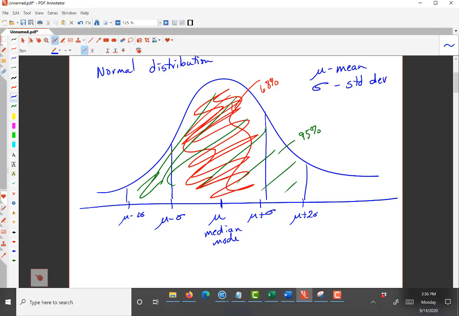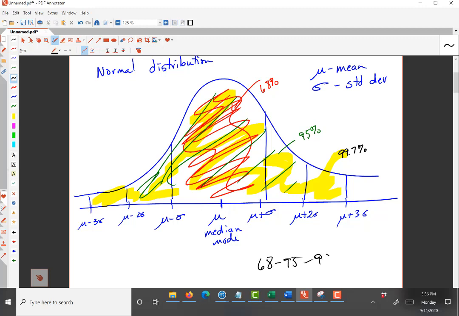And then when I do 3 standard deviations, please pretend these are symmetric. They're supposed to be. 3 standard deviations, which I'll do in yellow, is all of this stuff. And the yellow stuff is 99.7% of the data. And this is the 68, 95, 99.7 rule that people talk about.